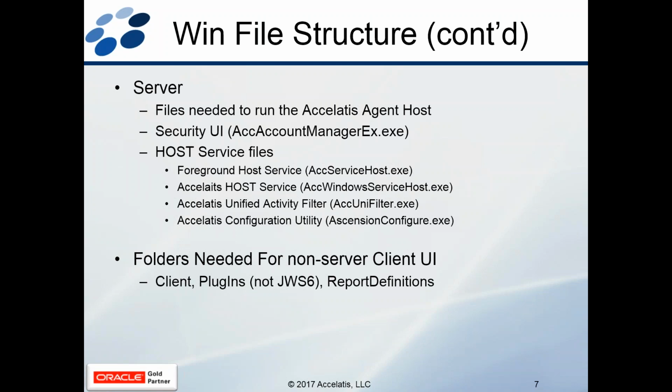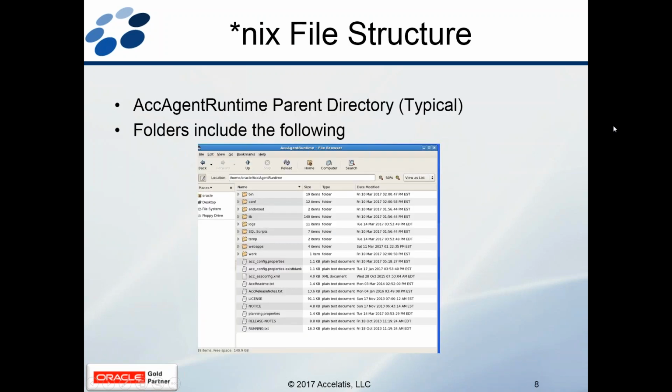And then the configuration utility is called ascensionconfigure.exe. And again, a lot of these ones that I'm pointing out to you do have shortcuts right under the Accelatis runtime directory, but that's where they're pointing to. And you can really run these files just by double-clicking on the exe and launching the shortcut however you want, whatever's easier for you. And down here I just wanted to note that the folders needed for a non-server client UI, you need the client directory, you need the plugins directory, you don't need JWS6 at all, in case you're copying from a server that has it. And then you're probably going to want report definitions just in case your client is actually making some reports.